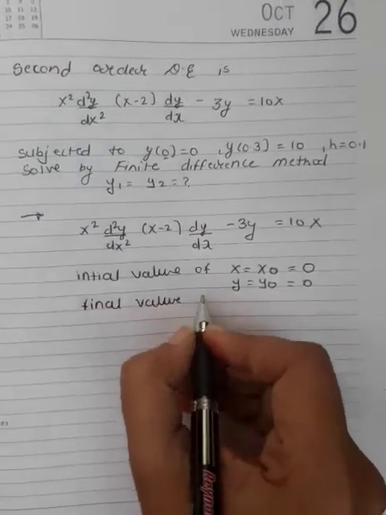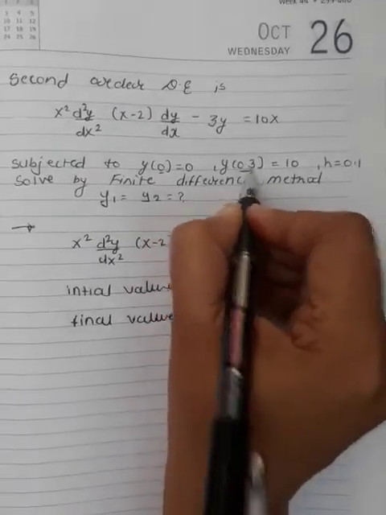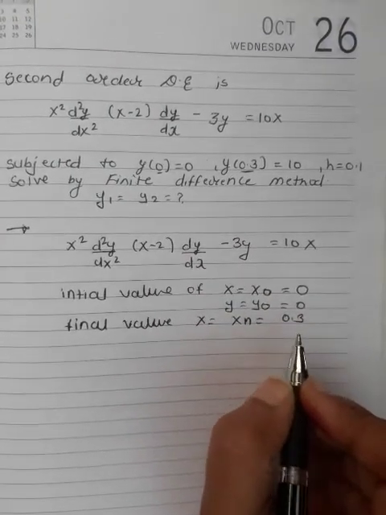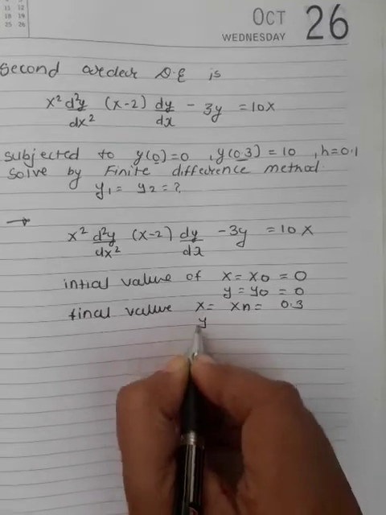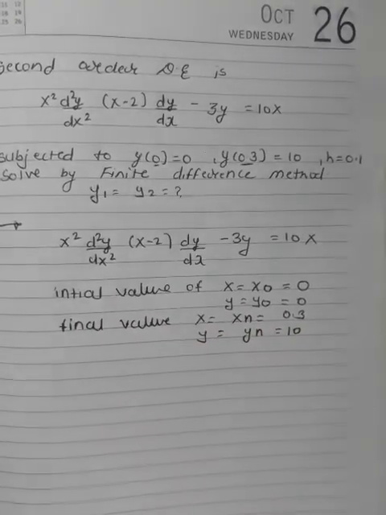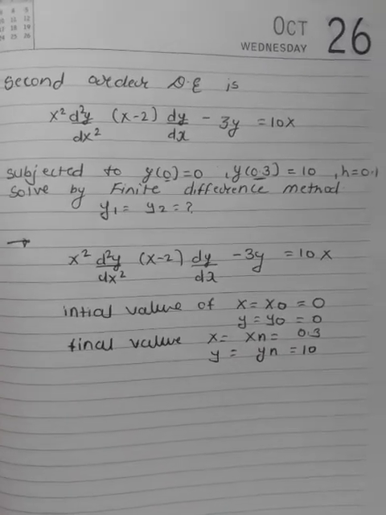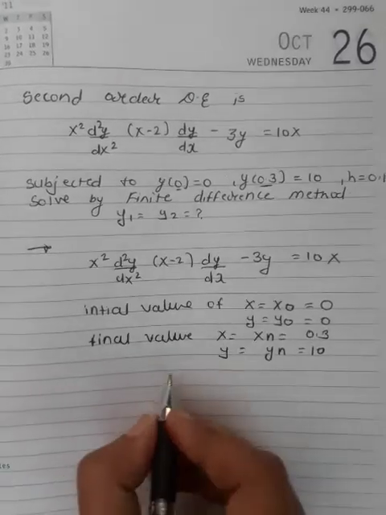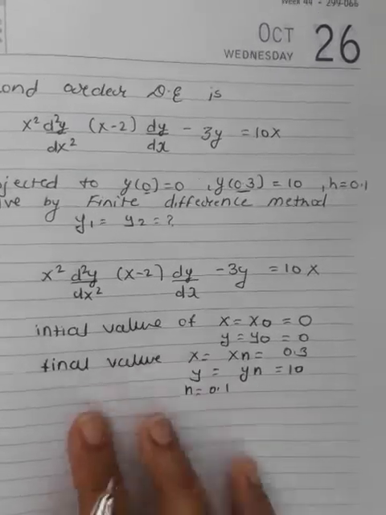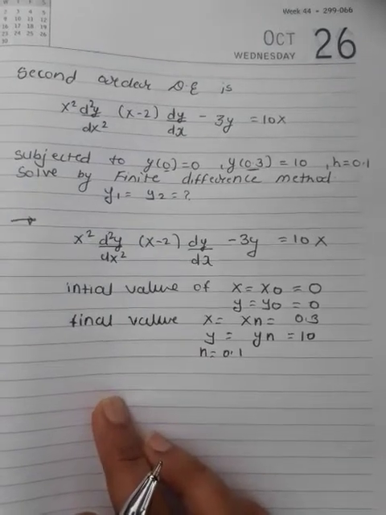The final value is x equal to xn. Whatever value they have written in the bracket, that is for x. So xn is nothing but your 0.3 value, and y equal to yn is equal to 10. So these are the initial and final values for x and y. Also they have given you h. So h here is equal to 0.1. And what you have to find out? You have to find out the value of y1 and y2.